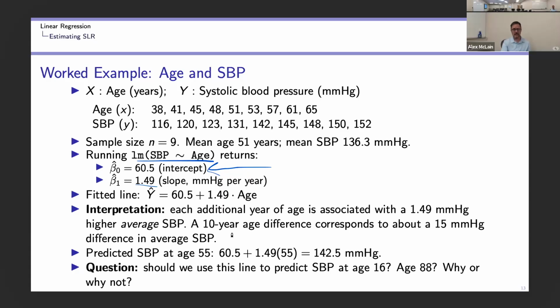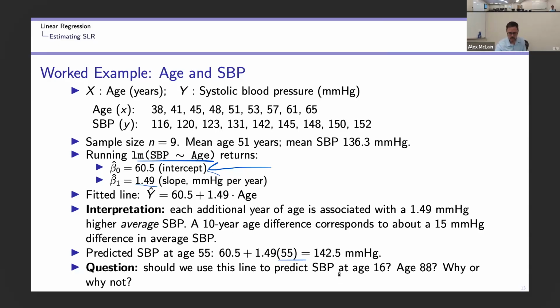If we're interested in a 10-year age difference, we would take this coefficient and multiply it by 10, which would give us 14.9, about 15. So a 10-year age difference corresponds to about a 15 mmHg difference in average systolic blood pressure. We can predict someone's average systolic blood pressure. So at age 55, we would plug 55 in there, multiply it by 1.49, add our intercept, and we get 142.5 for the average.